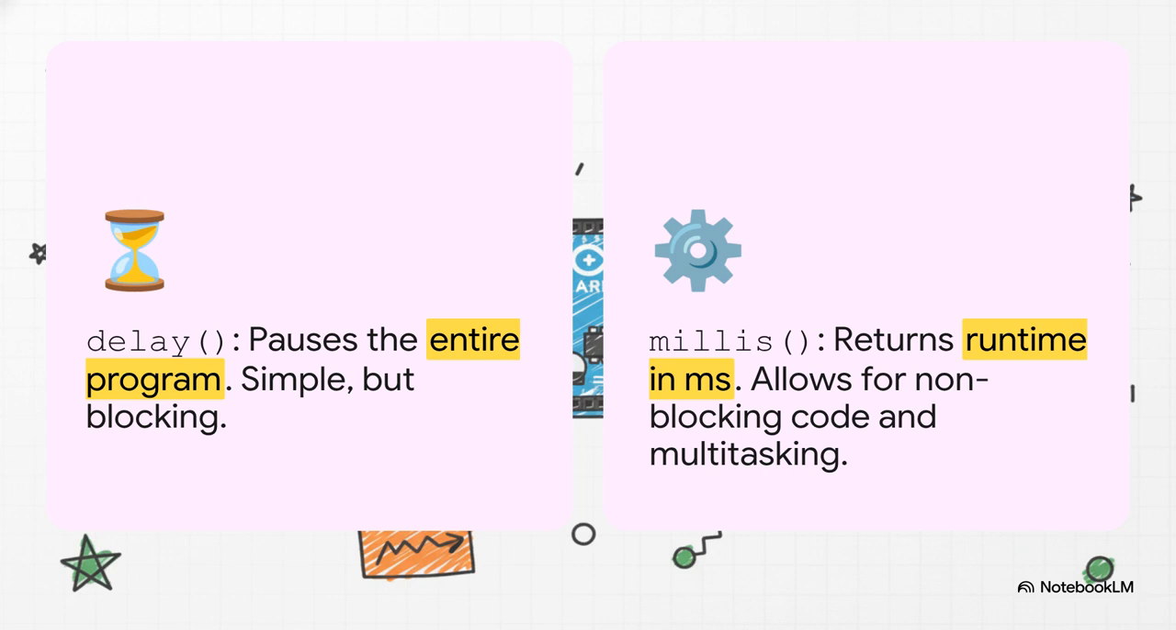The much smarter way to do things is with millis. This function is like a stopwatch that started the moment your Arduino turned on. Instead of stopping everything, you just check the clock. You can say, has it been a second since I last blinked this LED? This is non-blocking, and it's the secret to making your Arduino do multiple things at once.